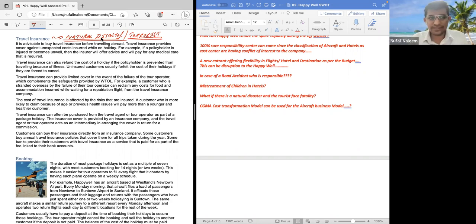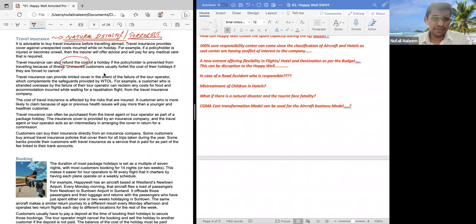Travel insurance providers cover against unexpected costs incurred while on holiday. For example, if the policyholder is injured or becomes unwell, then the insurers will offer advice and will pay for any medical care that is required. The travel insurance can also refund the cost of holidays. So I'm going to circle it. Cost of holidays, if a policyholder is prevented from traveling because of illness, that's a good point. Uninsured customers forfeit the cost of the holiday if they are forced to cancel.